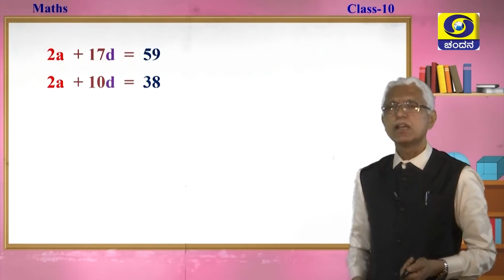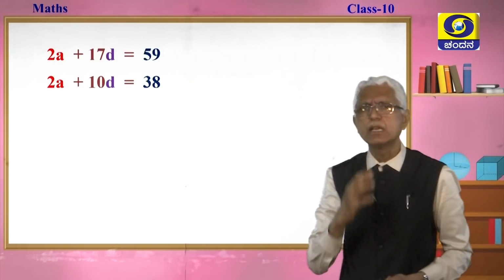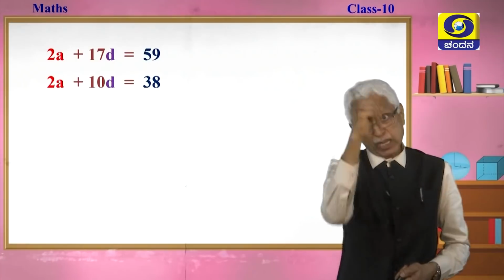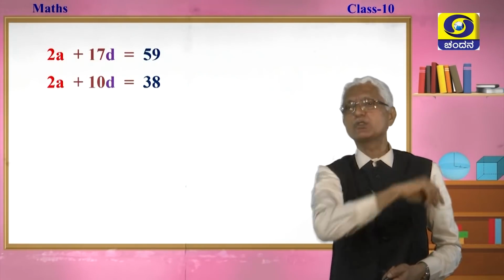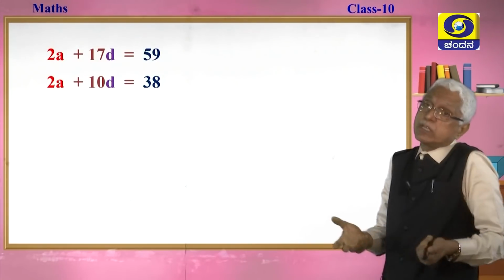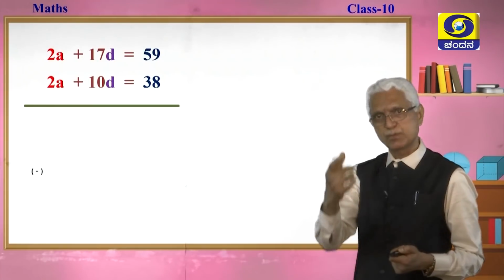See the beauty. Who is going to be eliminated? I will not eliminate D because it is 17D, it is 10D. They do not have the same coefficient. Whereas 2A and 2A, the coefficient is 2, the same. It is easy to eliminate. How will I eliminate? They have the same sign. So I change the signs of the lower terms. Please watch.